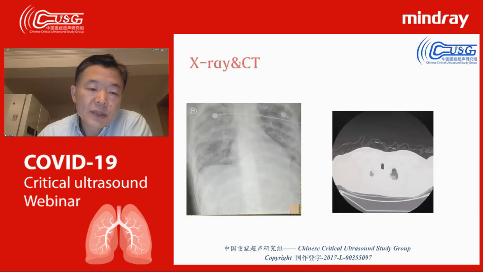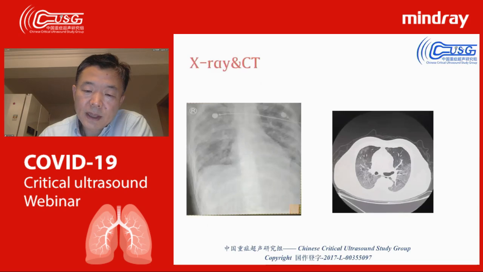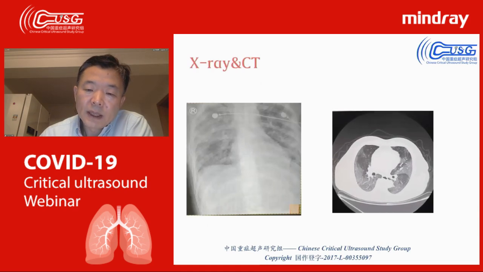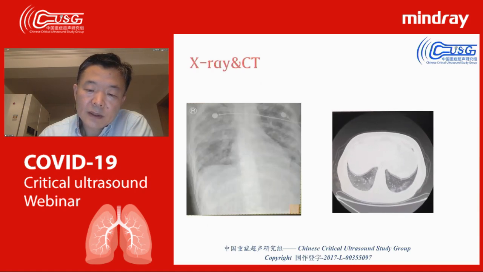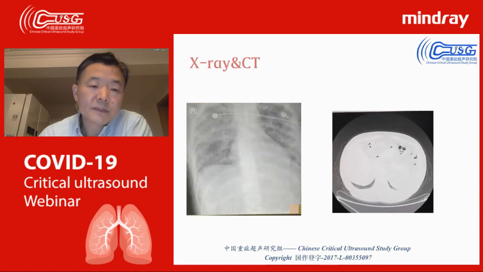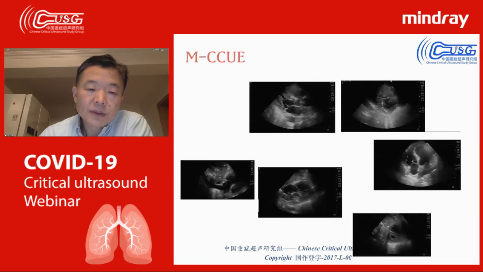And the X-ray showed diffuse opacity. We call it GGO. And the CT scan, I think, is more or less the same. At this time, the patient still did not have a very strong gravity-dependent condition. So they also did the ultrasound examination.